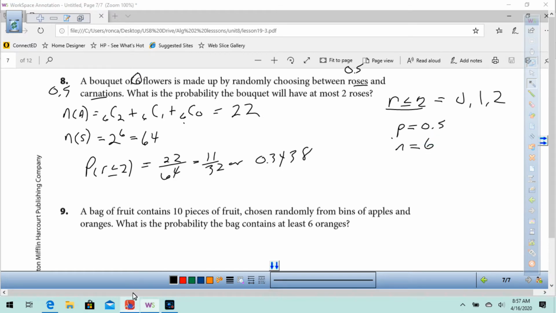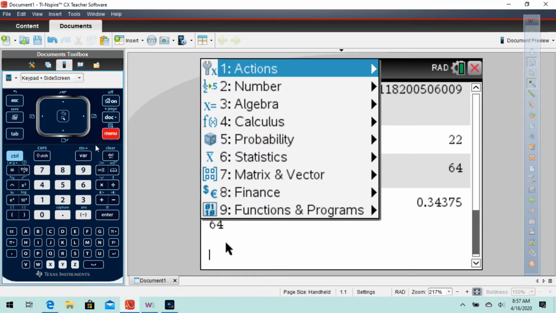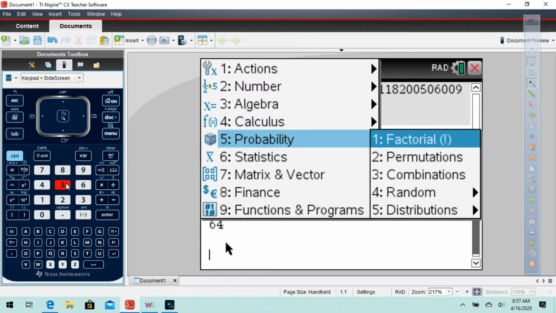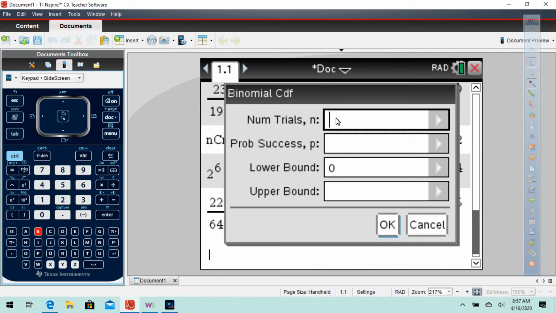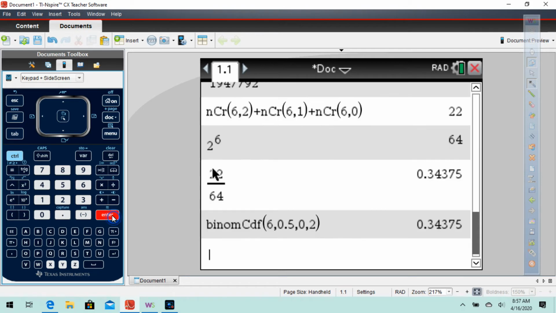Okay, so let's go to our calculator. We're going to say menu, then 5 for probability, 5 for distributions, and then down here to B for binomial CDF. So the number of trials is 6, the probability of success is 0.5, the lower bound is 0, and the upper bound is 2. We get the same exact answer. Ain't that cool?